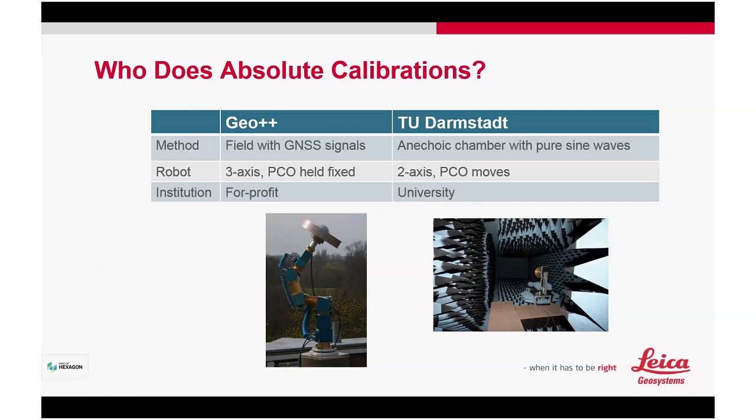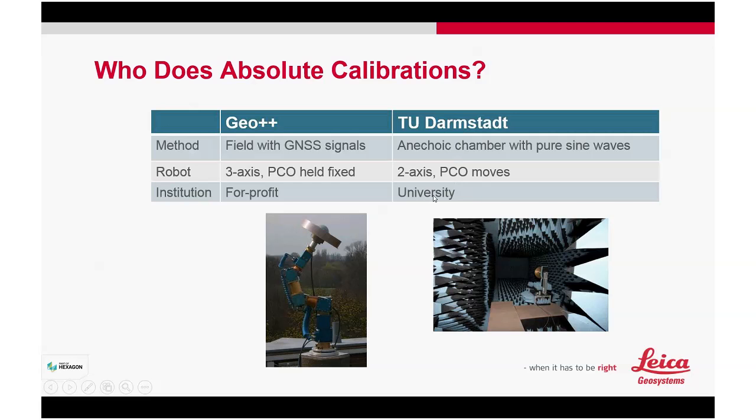So there is some example telling you about the organization doing the antenna calibration. Leica, we are using Geo++. Okay, and there is a so-called profit-making company. Okay, of course there is another organization.